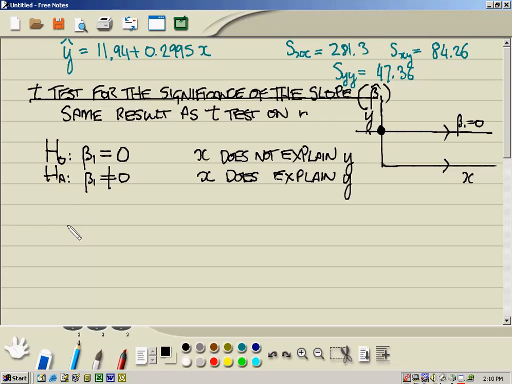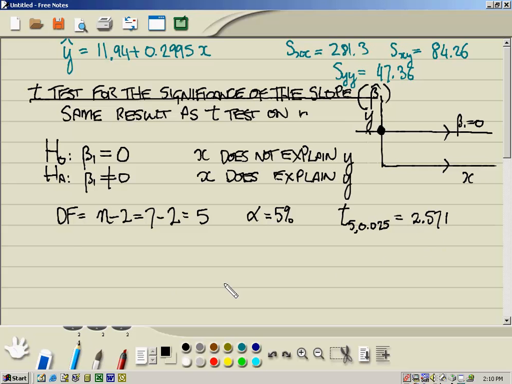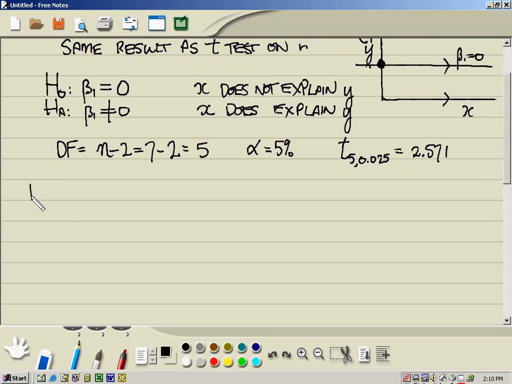Okay, and a similar sort of concept was what we used with the correlation test. Degrees of freedom will be identical to the correlation test. N minus 2, 7 minus 2 is 5. We will nearly always use the standard alpha of 5% from now on. So we have a t with 5 and a two-tailed test, so 2.5% each tail, and a critical value again of 2.571. Alright, and then from there we can do our decision rule.